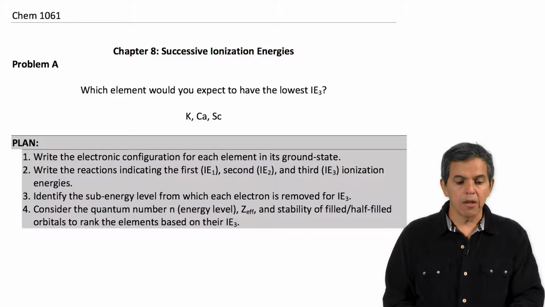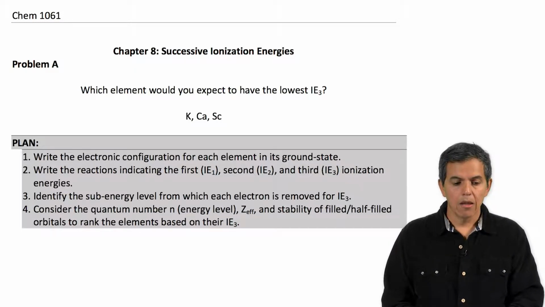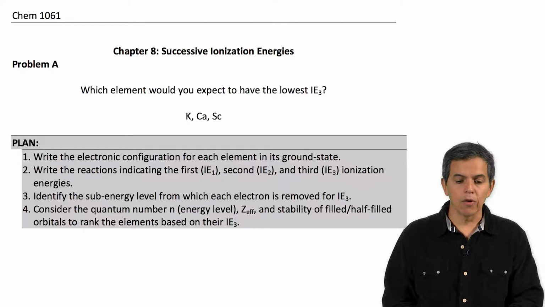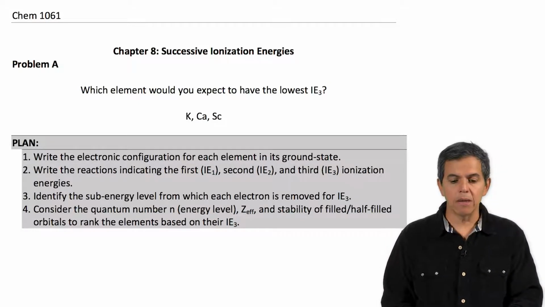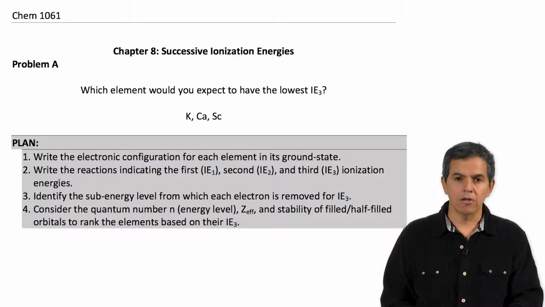The third step is to identify the sub-energy levels from which each electron is removed when the IE sub 3 is being considered. The last step will consist of looking at the quantum number n that will indicate the energy level and the effective charge Zeff to rank the elements based on their third ionization energy.